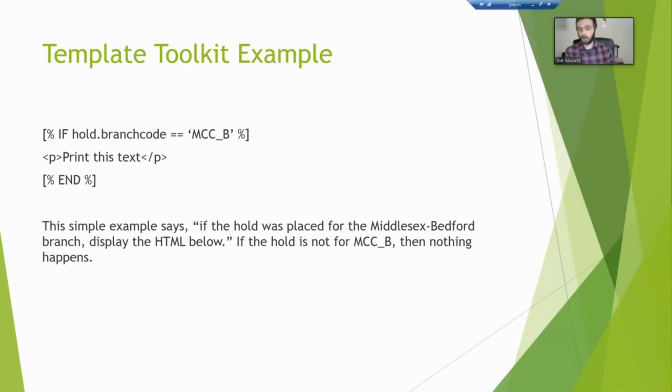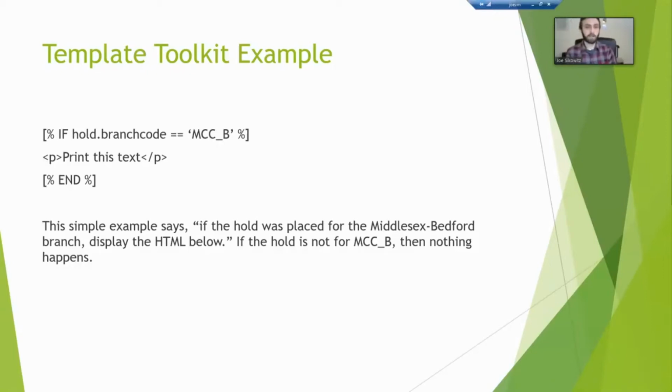Okay, so here is a simple example of Template Toolkit in action, similar to what we use in our notices. The first thing to note here are the tags. As I mentioned on the last slide, our Template Toolkit is in the square bracket percent sign tag. Next is our if statement. The if is just saying check this condition, and it checks to see if it's true or false. That's it. Is this condition true or false? After that is what we're checking.